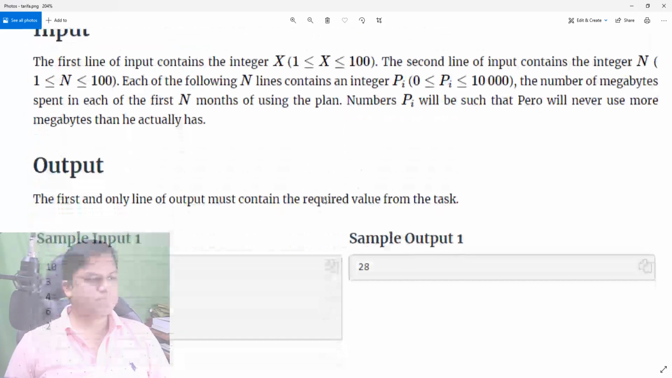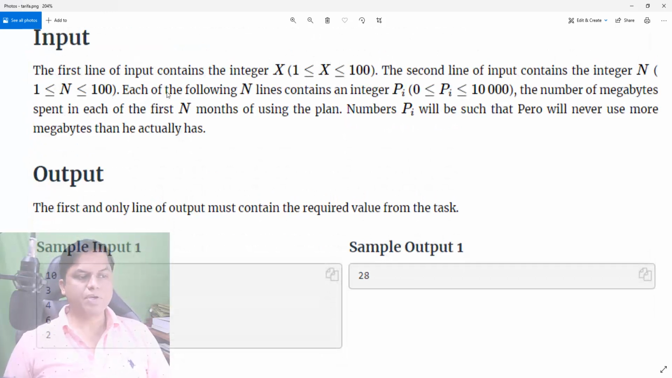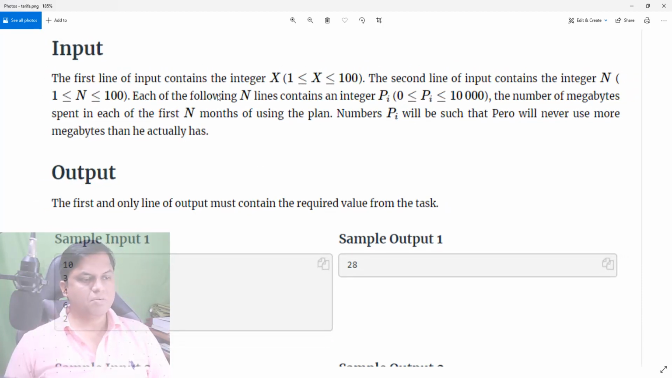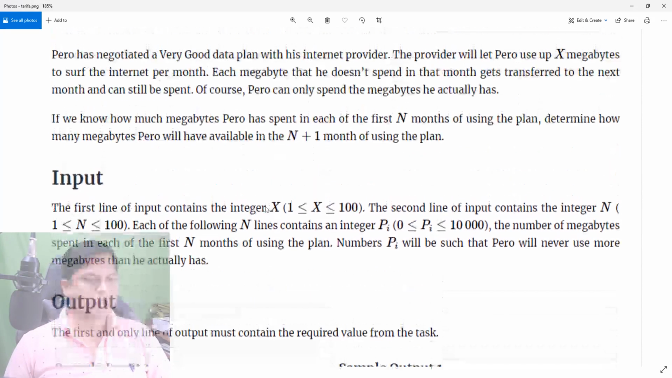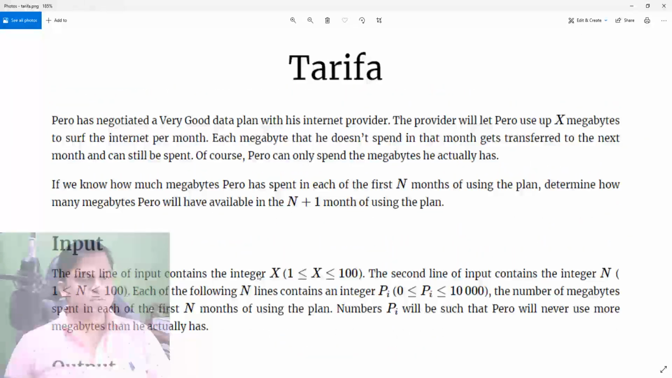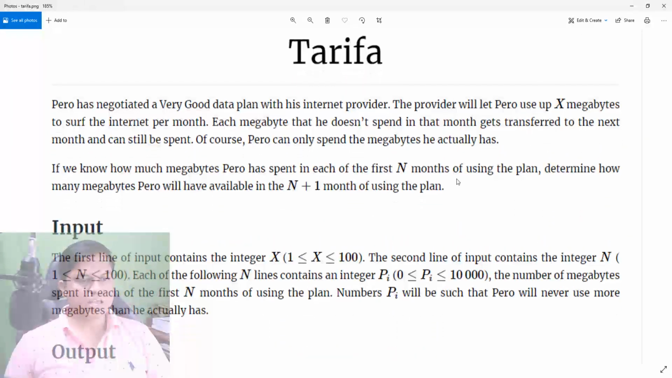A sample input is given. The first line of input contains the integer x. The second line of input contains the integer n. Each of the following n lines contains an integer p, the number of megabytes spent in each of the first n months. Okay. So x is, yes, x megabytes of data per month.